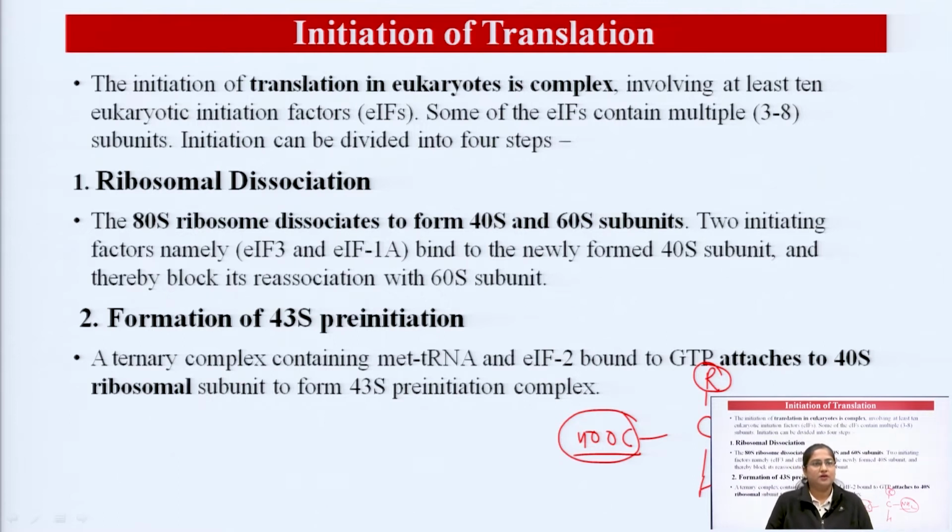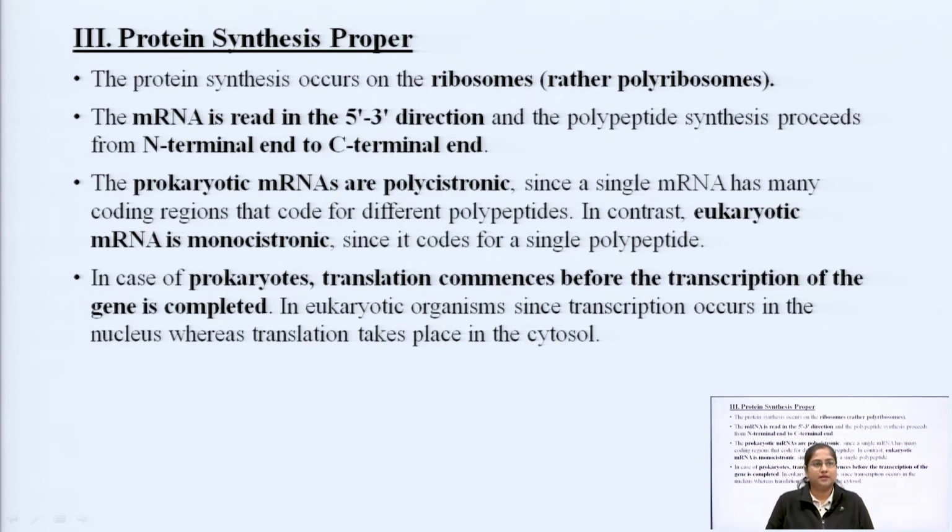Okay, so the initiation. Protein synthesis occurs on the ribosomes. The mRNA is read in the 5' to 3' direction, and the polypeptide is made from N-terminal to C-terminal. N-terminal is on the left-hand side, whereas C-terminal is on the right-hand side. The prokaryotic mRNA is polycistronic, since a single mRNA has many coding regions that code for different polypeptides. In contrast, eukaryotic mRNA is monocistronic, since it codes for only a single polypeptide.